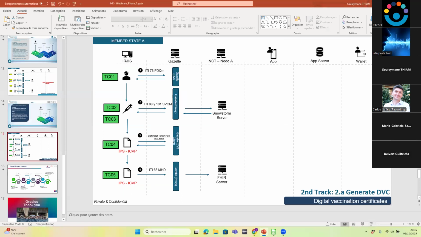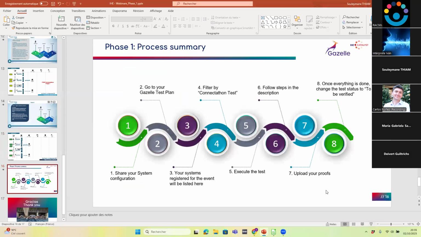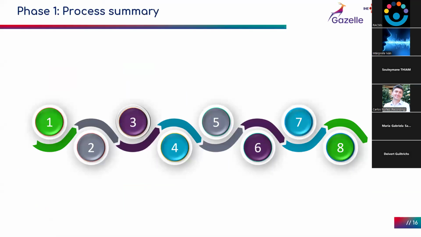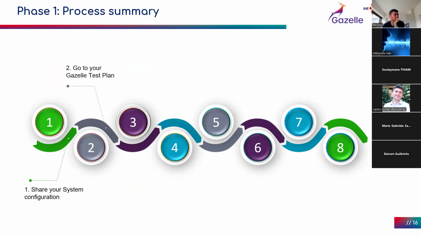Okay, so now in the testing workflow, before I leave it to Carlos, because Carlos needs to explain the organization for next week, you need first to share your configuration. As I said, this is the next step after your registration. After that, next week, we will guide you. You will go to Gazelle and find the list of the test plans I showed you in the previous slide for track 1 and track 2.